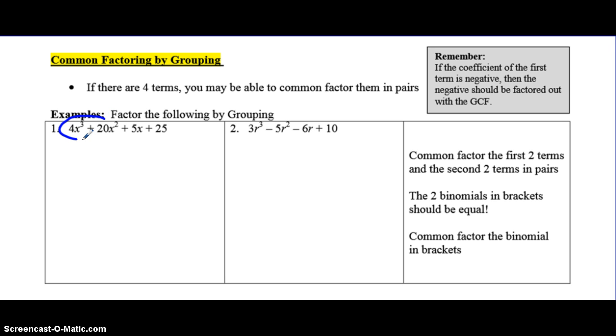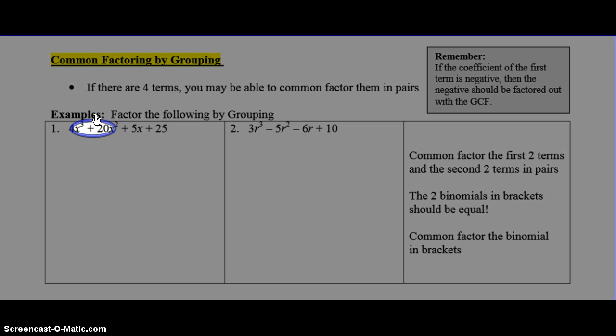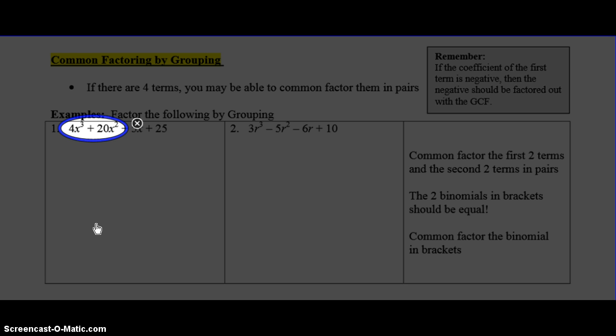If you take a look at just the first 2 terms, you have 4x cubed plus 20x squared. Are you able to common factor that? Is there a number that divides into 4 and 20? The biggest number would be 4. Is there an x in both terms? Yes. The lowest exponent is 2, so in the first 2 terms, the greatest common factor would be 4x squared.